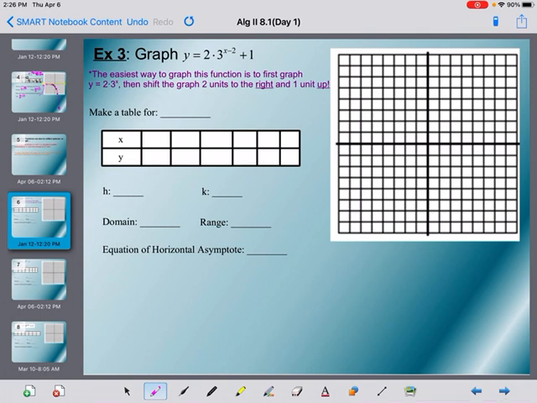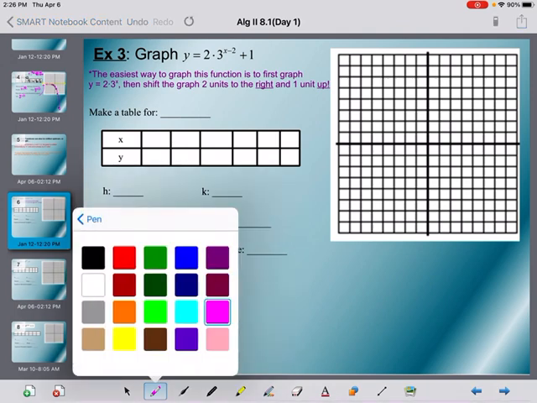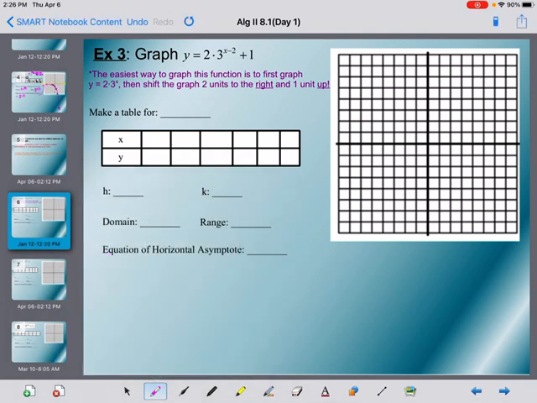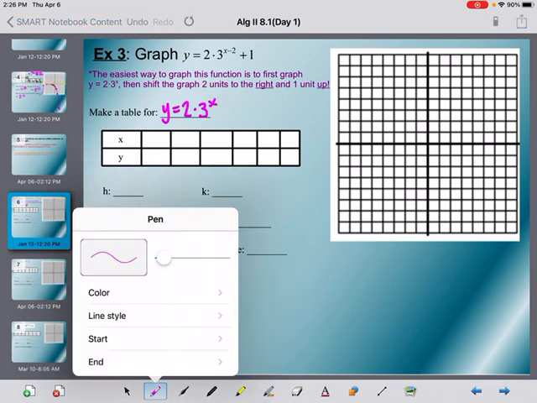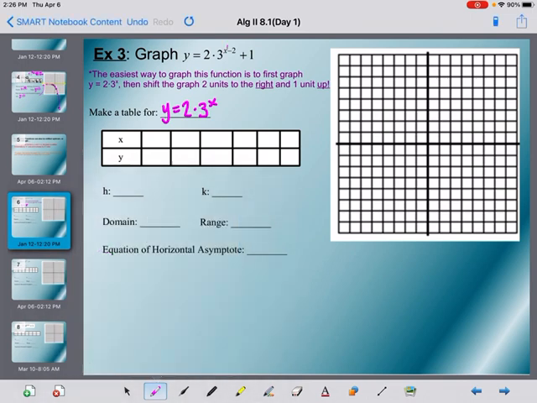We would call that much of the function our parent. Then shift the graph 2 units to the right because our h is positive 2 and 1 unit up because our k is positive 1. But we are going to start by making a table for y equals 2 times 3 to the x, because that much, the a to the x, is our parent graph. So again, I'm going to box that up here. This much of the graph we call our parent, just a to the x, and that's always what we're making our table for.